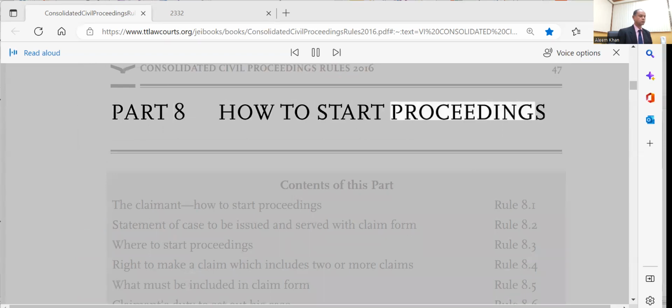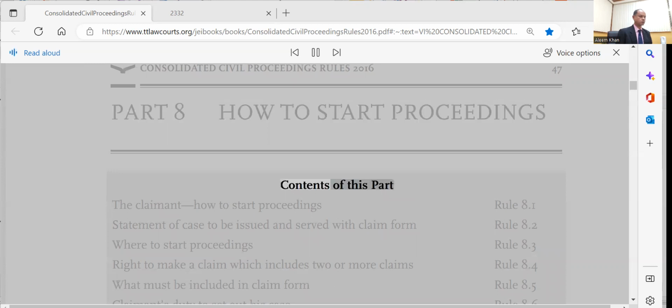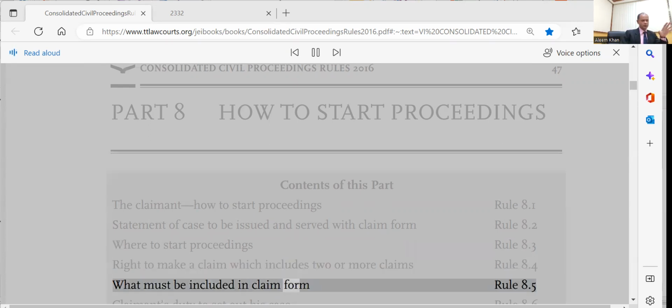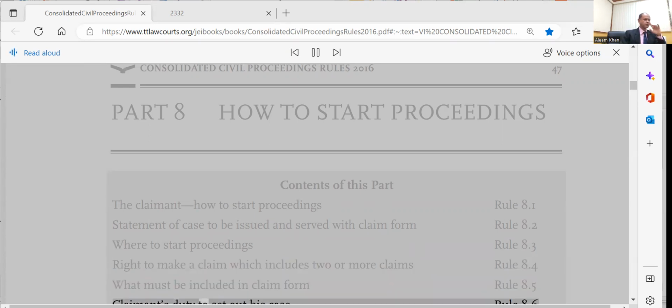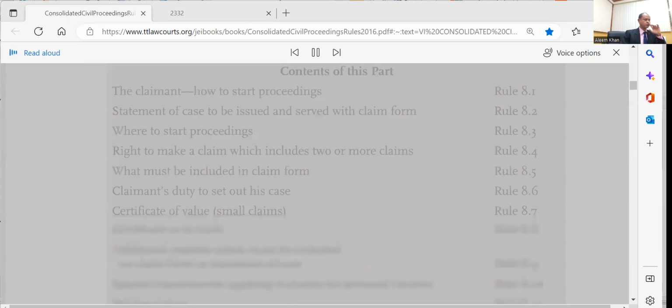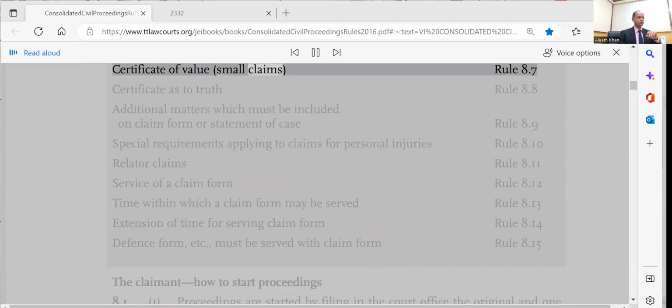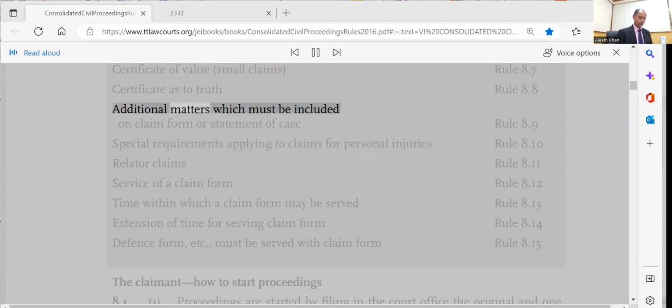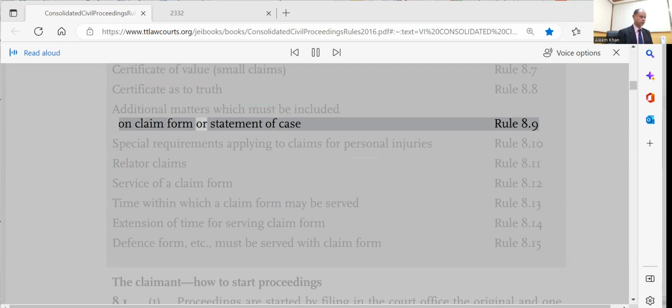Part 8 How to Start Proceedings. Contents of this part: the claimant. How to start proceedings. Rule 8.1 Statement of case to be issued and served with claim form. Rule 8.2 Where to start proceedings. Rule 8.3 Right to make a claim which includes two or more claims. Rule 8.4 What must be included in claim form. Rule 8.5 Claimant's duty to set out his case. Rule 8.6 Certificate of value, small claims. Rule 8.7 Certificate as to truth. Rule 8.8 Additional matters which must be included on claim form or statement of case.